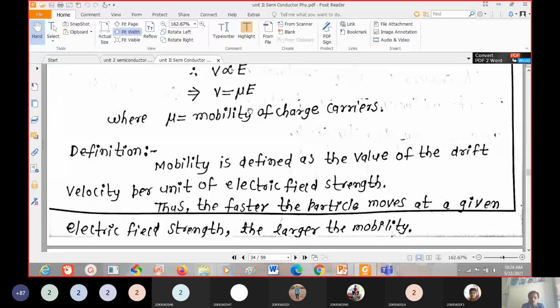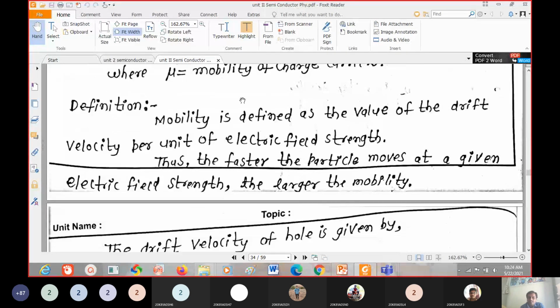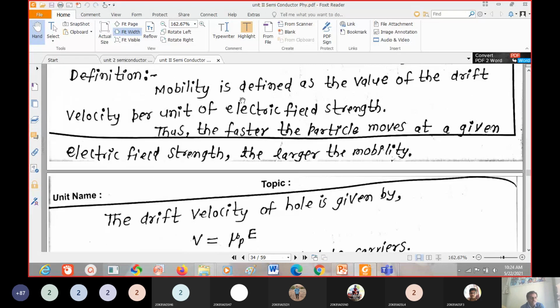Drift velocity is equal to the mobility times the electric field. This is the definition of mobility. The faster the particle moves at a given electric field strength, the larger the mobility. That means mobility is different for different materials. It also depends on the temperature.